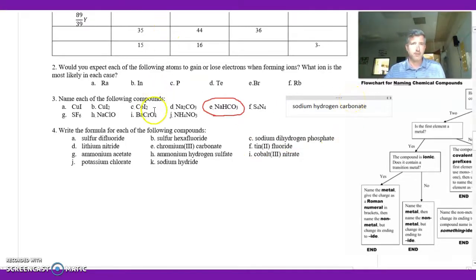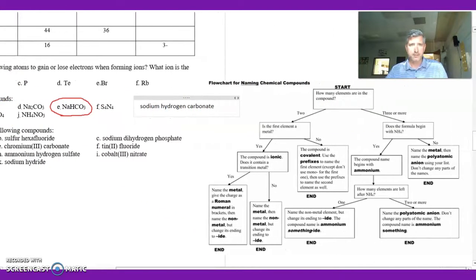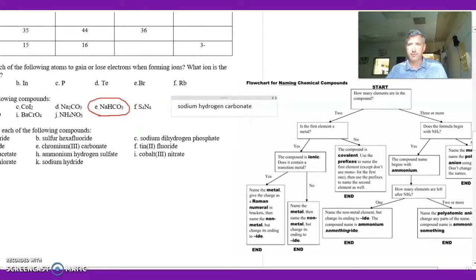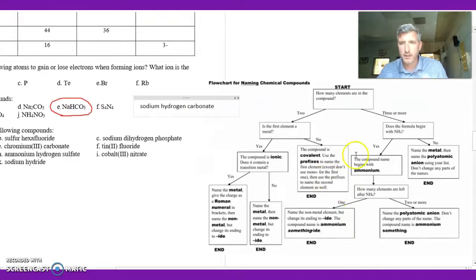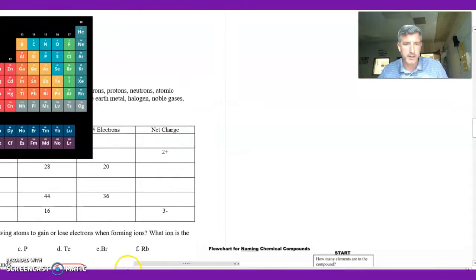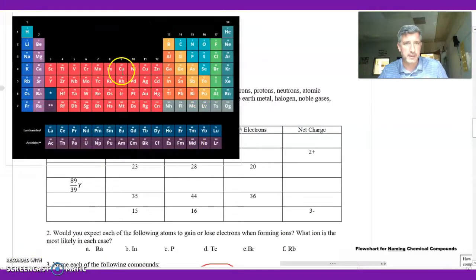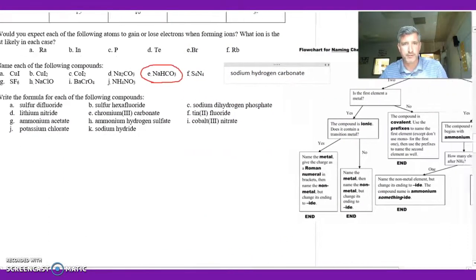Let's try another one. Let's go with CoI2. This is letter C for number 3. So CoI2, how many elements are in the compound? Just 2, cobalt and iodide. Is the first element a metal? The answer is yes. Cobalt is a metal, and we find metals in the periodic table pretty much on the left-hand side, left of the little staircase that goes diagonally through what we call the p block. So cobalt is over here, element number 27, it's a metal. So we're going to answer yes to that question. Keep following our flow chart.